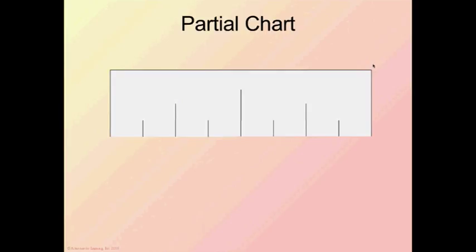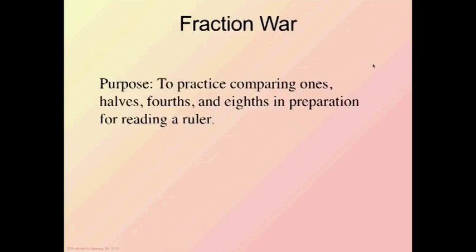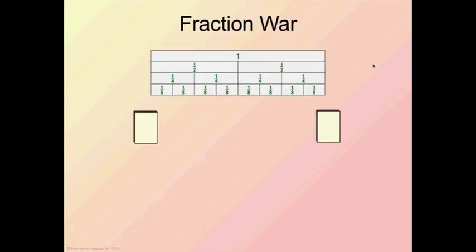So what we're going to do is play a game, the war game. We're going to practice comparing our ones, halves, fourths, and eighths in preparation for reading a ruler. And because it's a war game, we want to capture all the cards. So here I have my partial chart, and I've got my deck and your deck. The easy way with the decks is you can dish them out back and forth, or you can just divide it in half and go from that point. So this is my deck, this is your deck.